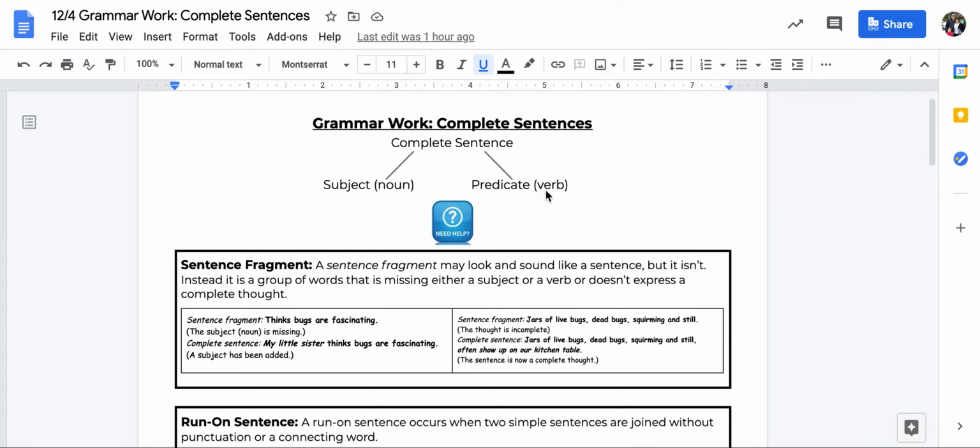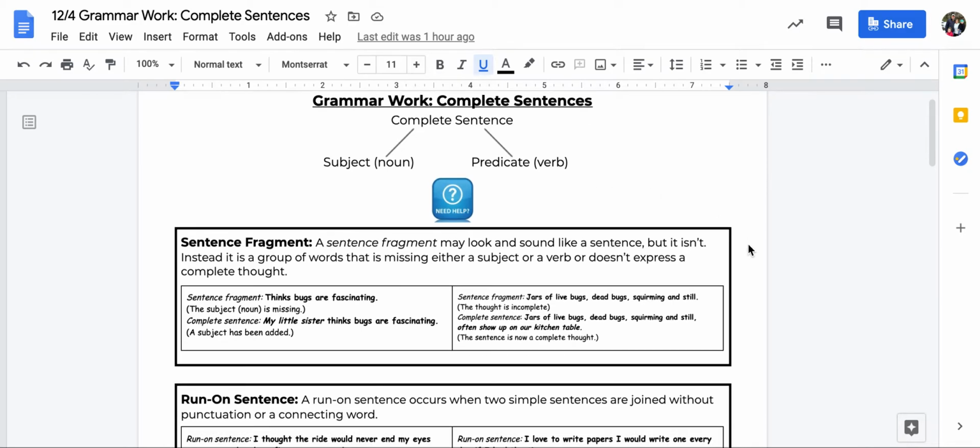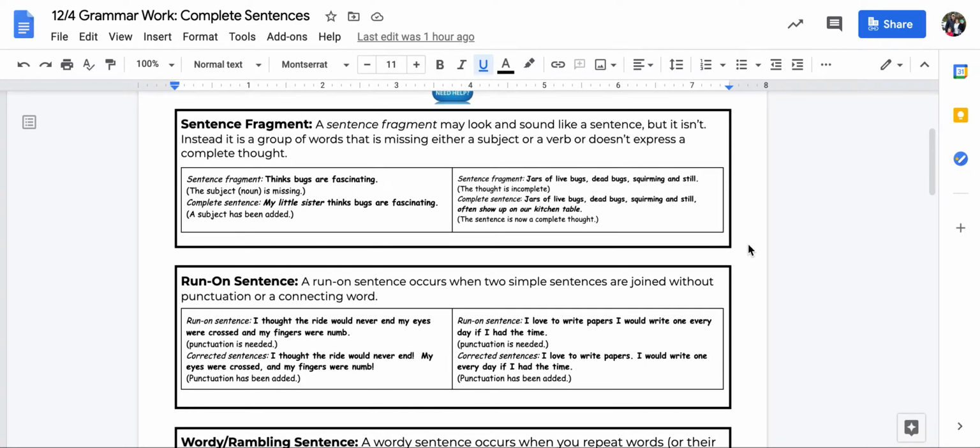So the first thing you're always going to ask is who or what is the sentence talking about? And then what are they doing or what is it doing? And that's the predicate. Okay, so it needs to have a subject and a predicate to make a complete sentence. Then it goes ahead and it talks about sentence fragments. A sentence fragment, basically, might look and sound like a sentence, but it isn't. Instead, it's just a bunch of words that's either missing the subject or it's missing the predicate.